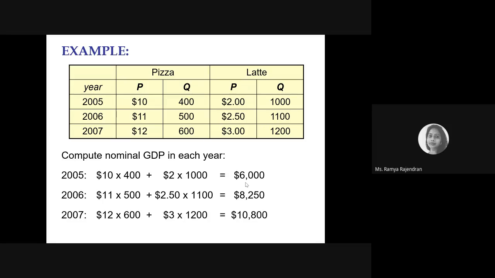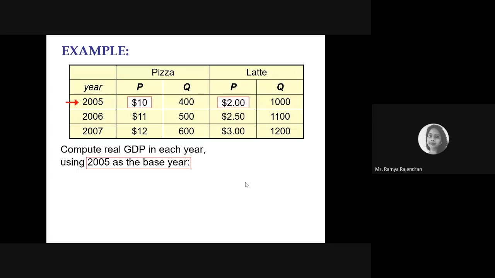This is just a direct computation, and you get the nominal GDP. You can see there was an increase in the GDP from 2005 to 2006. The increase is 37.5%, and in 2007 it was a 30% increase from the previous year, which means the economy is growing.